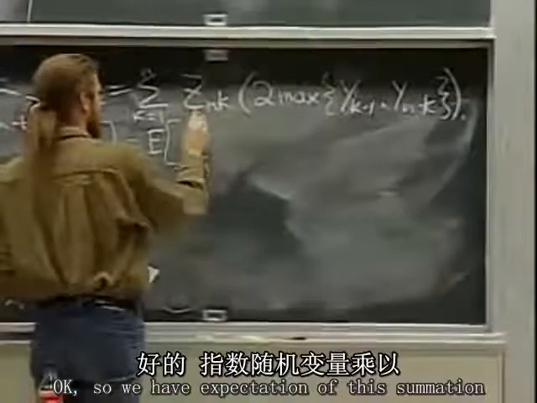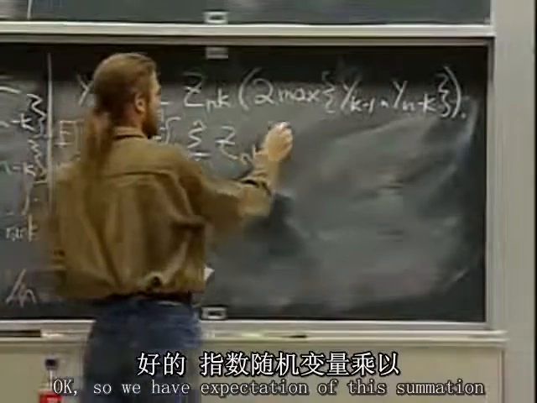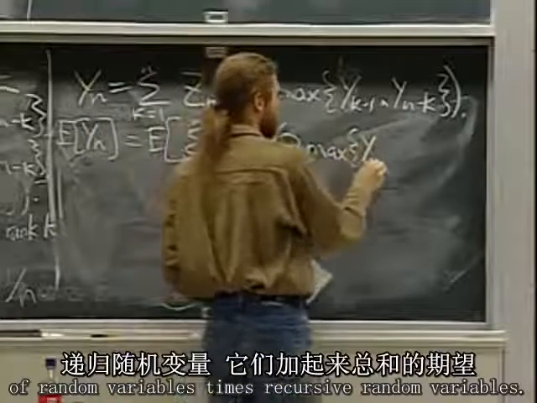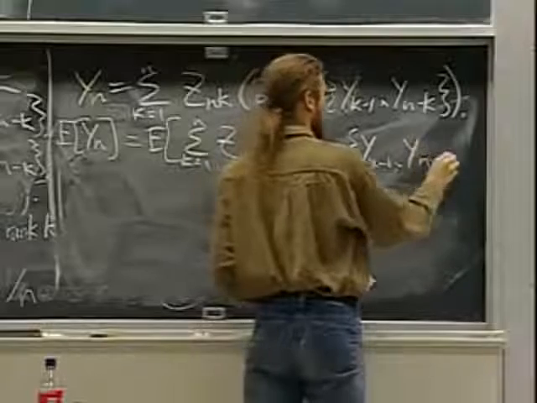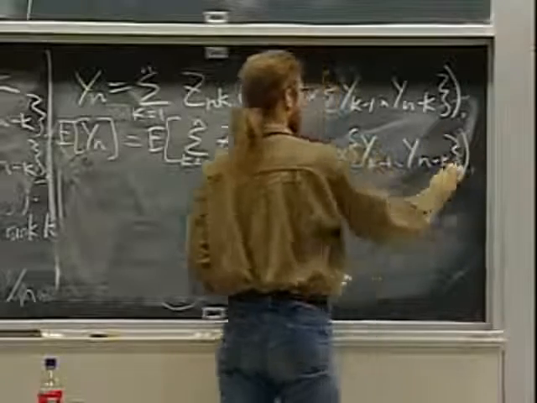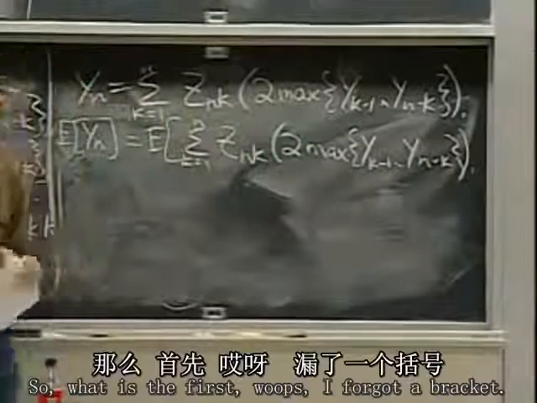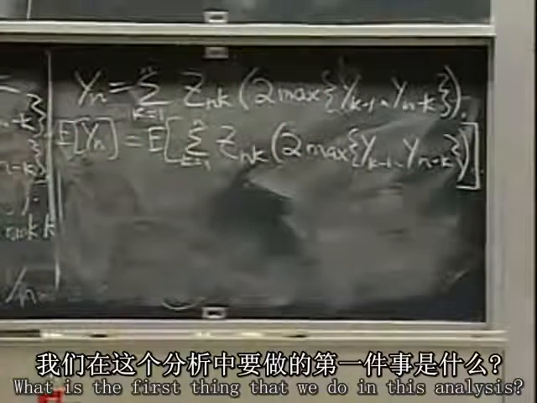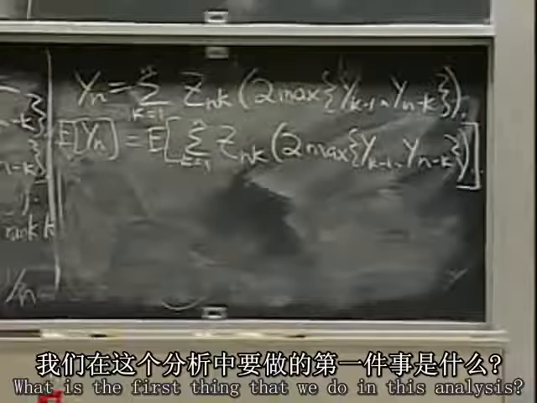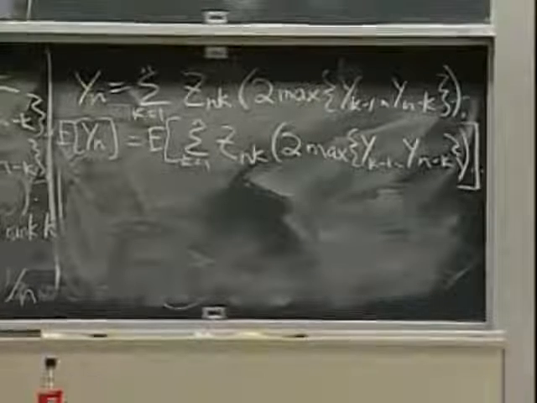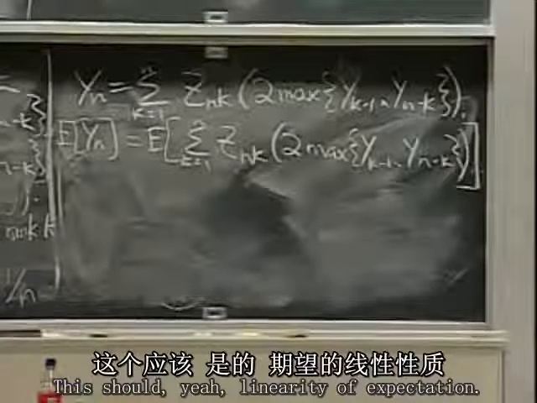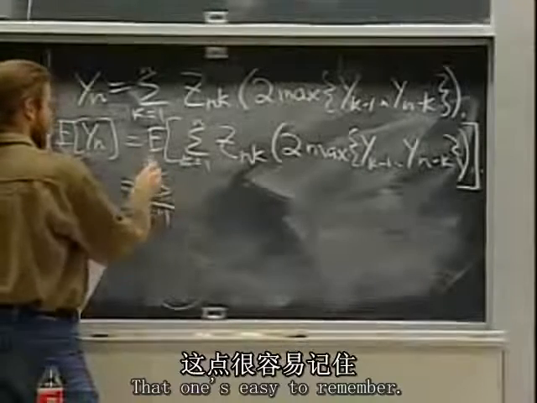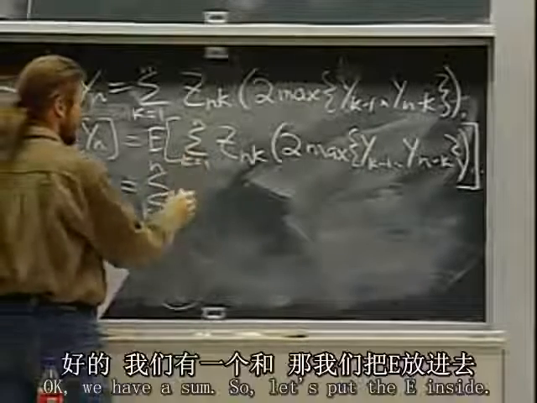So we have the expectation of this summation of random variables times recursive random variables. What is the first thing that we do in this analysis? Yeah, linearity of expectation. That one's easy to remember. Here we have a sum, so let's put the E inside.